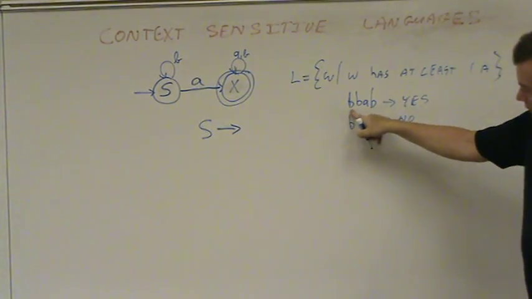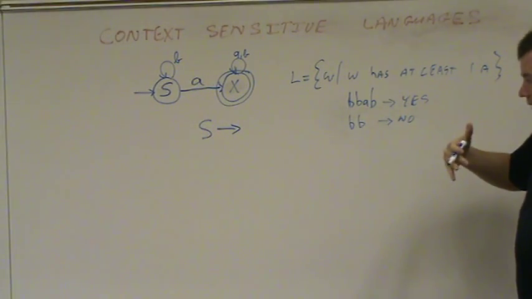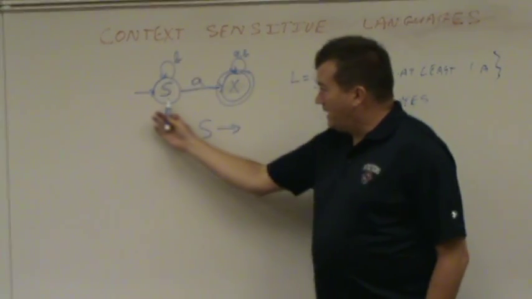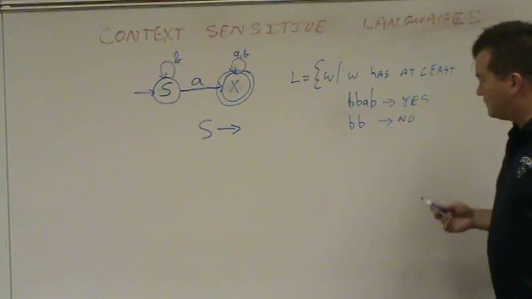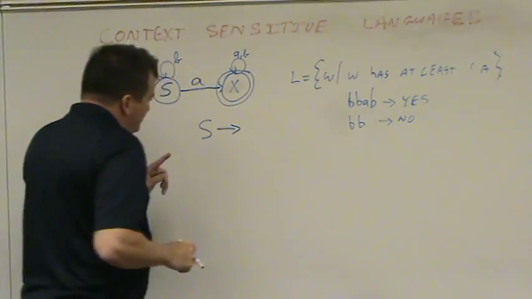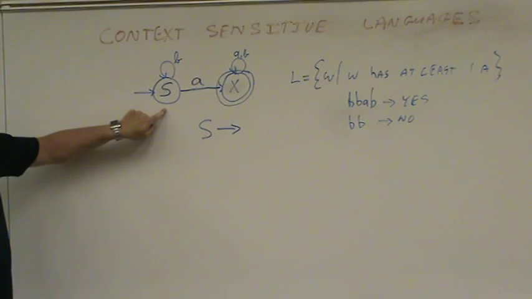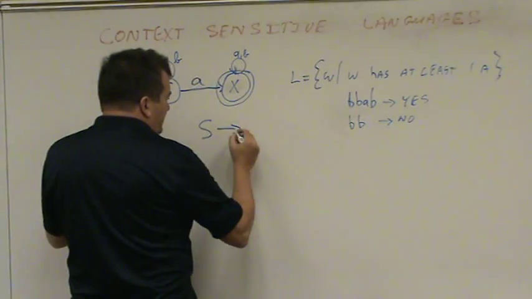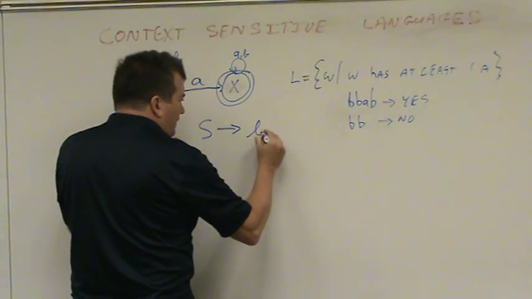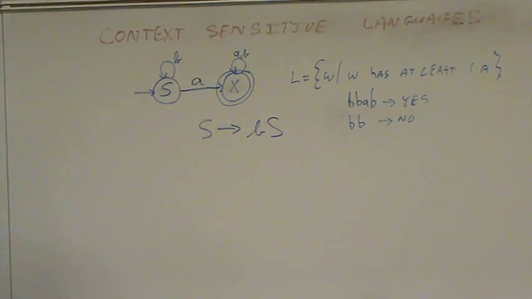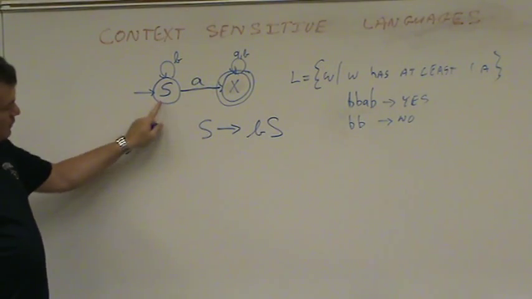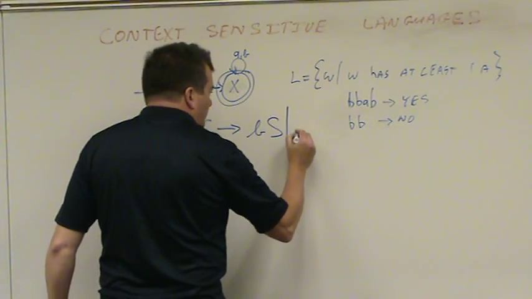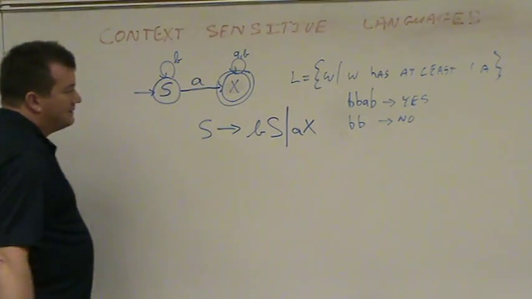When we read a letter, we may move to a different state. We start in state S. S is the first letter of the word start. If we read a B, what state do we go to? Same state. So we'll say that an S can read a B and then go back to the same state. If we're in state S and we read an A, we now go to a different state called X. So we read an A and then go to state X.